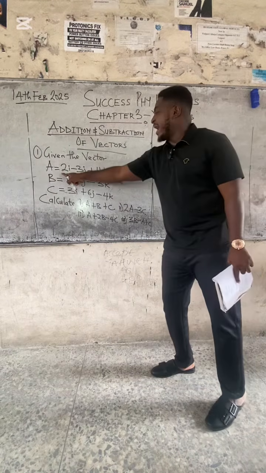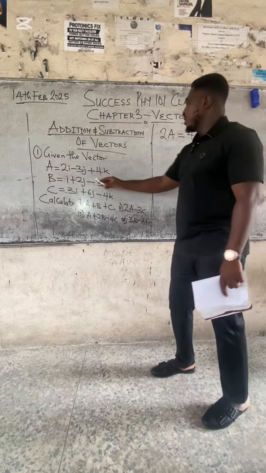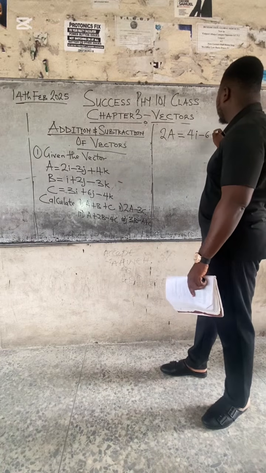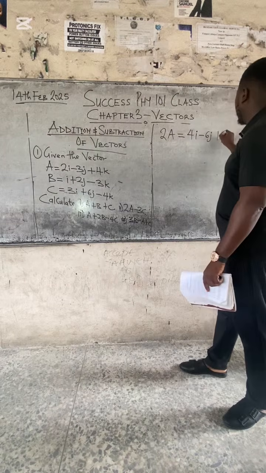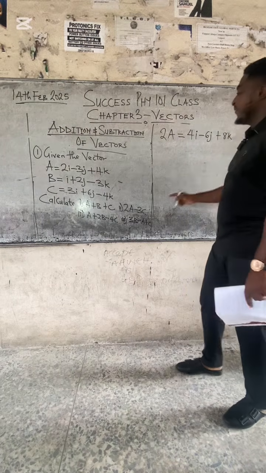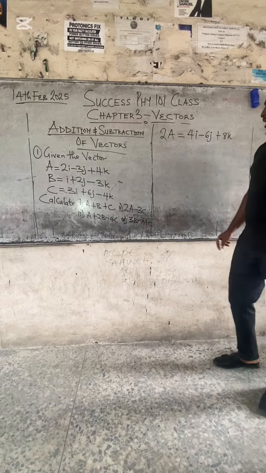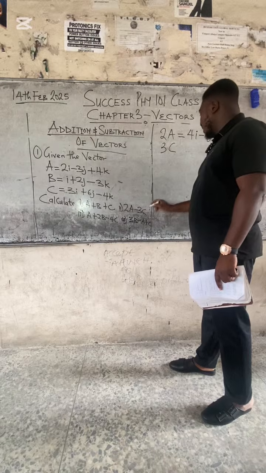So a was 2i. 2i times 2 is 4i. A was minus 3j. Minus 3j times 2, minus 3 times 2, is minus 6j. A was 4k. 2 times 4 is 8k. So class, if a is this, 2a is twice of that, right? And the question said 2a minus 3c.